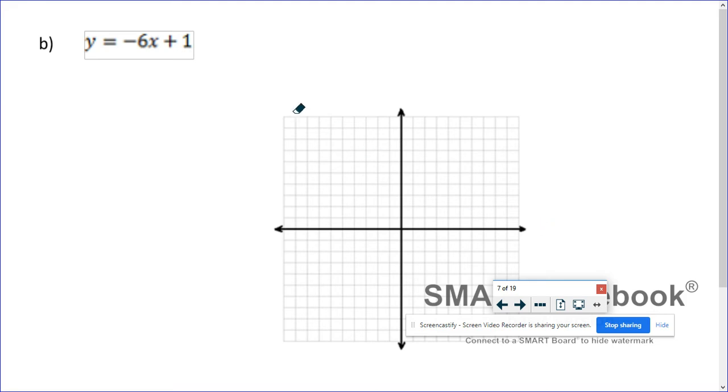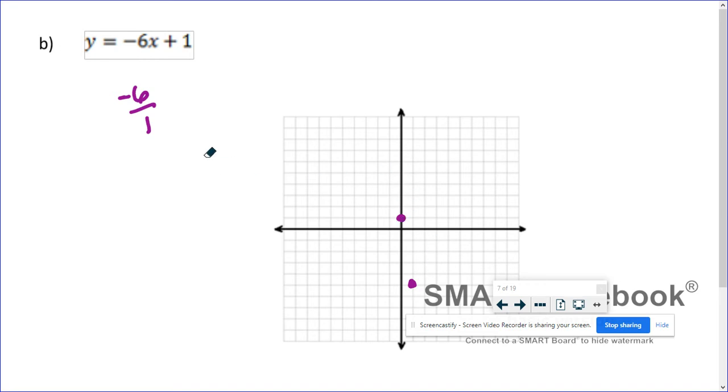Same thing. I'm going to apply the y-intercept first of 1. So that's here. A slope of negative 6. So when it's an integer, treat it like it's over 1. The rise is the numerator. The run is the denominator, which is 1. So a rise of negative 6 means I go down 1, 2, 3, 4, 5, 6, and then right 1. Okay, I can draw my line through that.